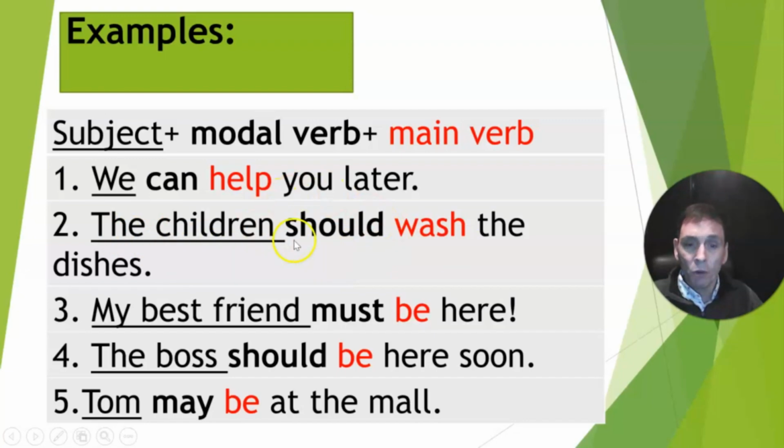Subject, modal, main verb. 3, my best friend must be here. Subject, modal, main verb. The boss should be here soon. Subject, modal, main verb. And finally, number 5, Tom may be at the mall. Subject, modal, main verb. So again, you can see that all of these 5 examples follow this format. Subject, modal verb, main verb.